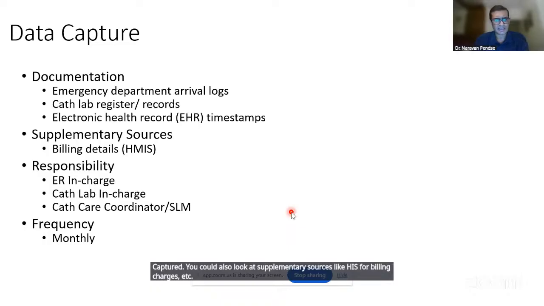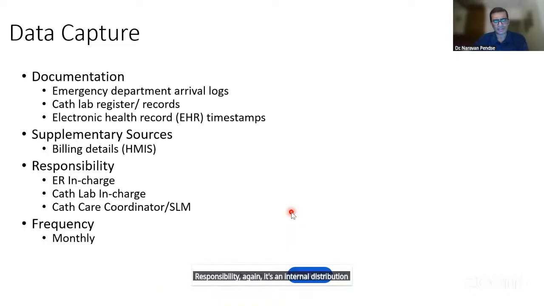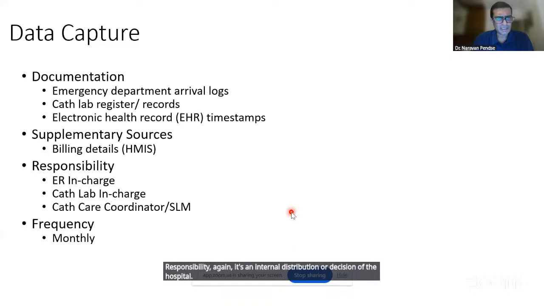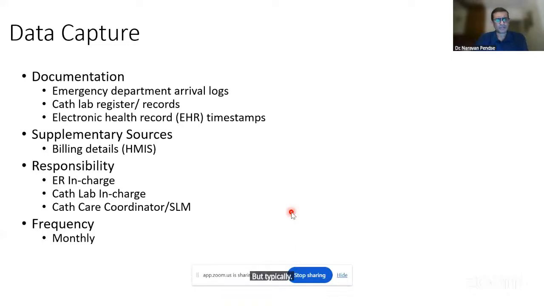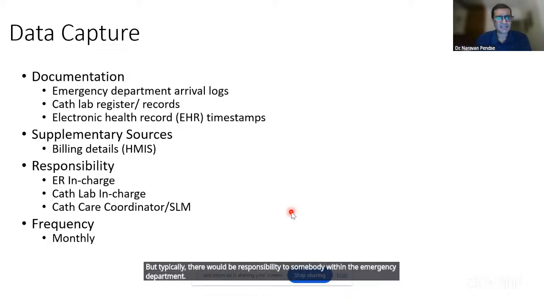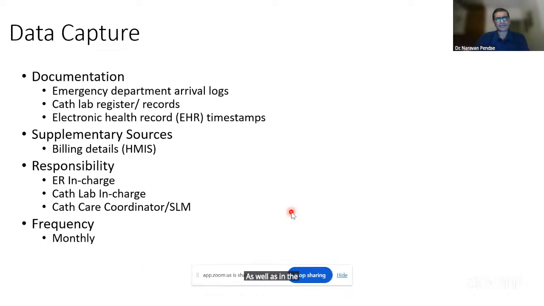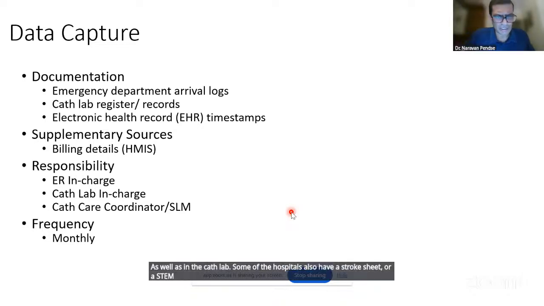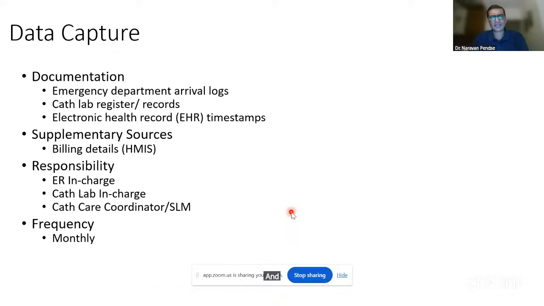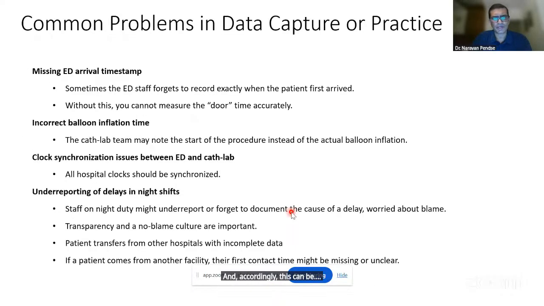Responsibility, again, is an internal distribution or decision of the hospital, but typically there would be responsibility assigned to somebody within the emergency department as well as in the cath lab. Some of the hospitals also have a stroke sheet or a STEMI sheet. They also announce a code like a STEMI code, etc., so that there is a team of people who responds to STEMI cases, and accordingly this can be measured and monitored.